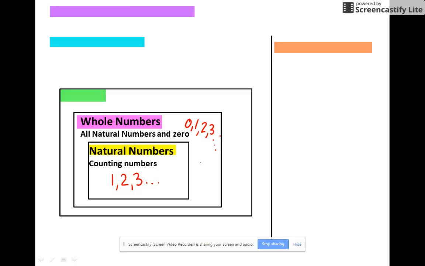Next, we have the integers. And the integers are all the whole numbers and their opposites. So that includes our negatives. Things like ... -3, -2, -1, 0, 1, 2, and 3.